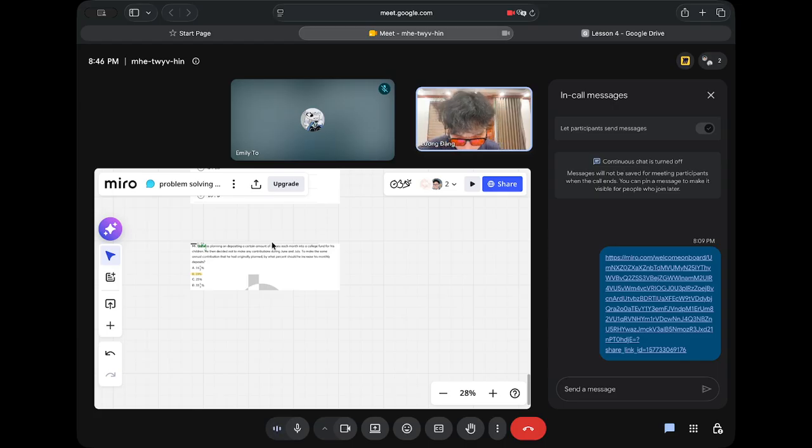Okay. Planning on depositing a certain amount of money each month into a college fund for his children. He then decided not to make any contributions during June and July. To make the same annual contribution that he had originally planned, by what percent should he increase his monthly deposit?